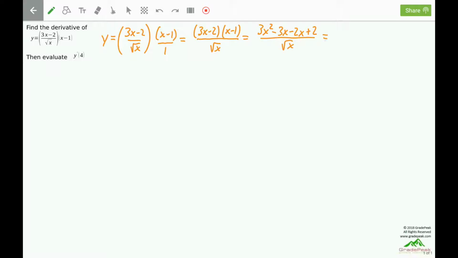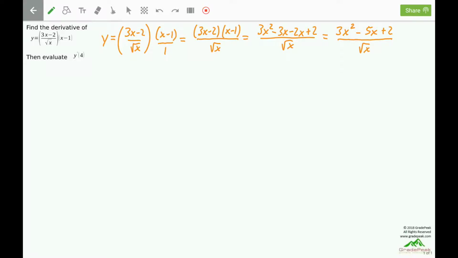We can combine together the second and third terms in the numerator, and that will give us 3x squared minus 5x plus 2, all divided by the square root of x.